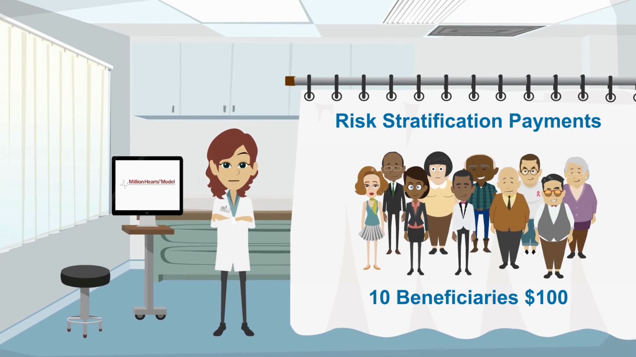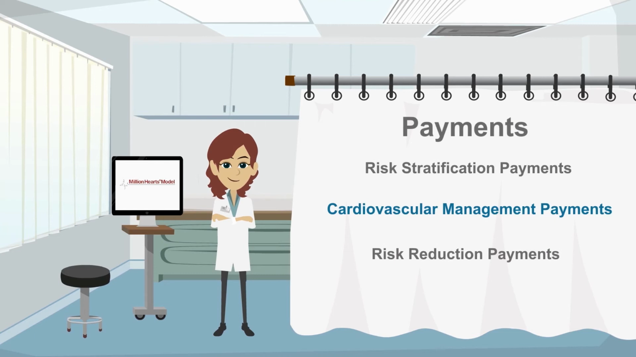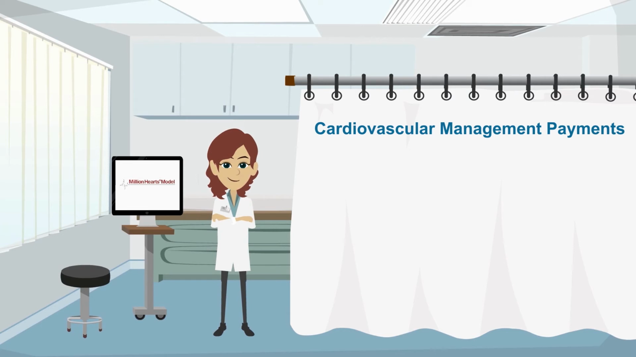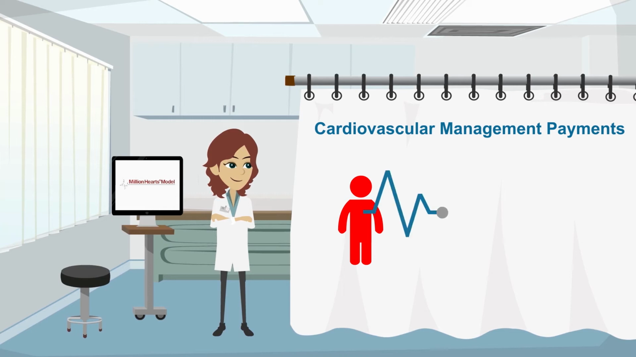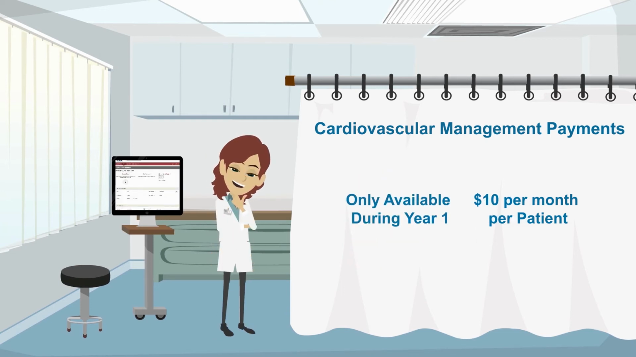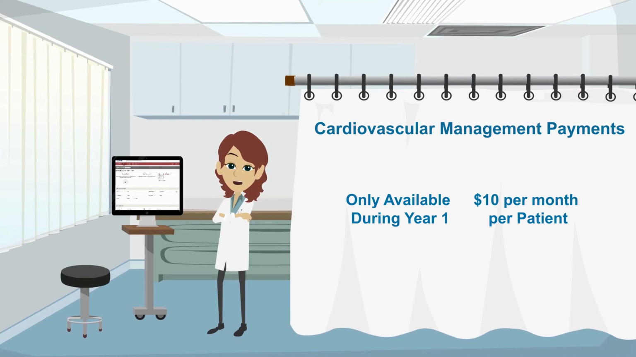Now, how does the cardiovascular management payment work? The cardiovascular management payment is available during the first year of the Million Hearts model. If you enroll, monitor, and report data for high-risk patients in the first model year, your organization will receive $10 per month for the remainder of the year for that patient, and all other patients already enrolled. Unlike risk stratification payments, cardiovascular management payments only apply to activities associated with your high-risk patients. Also, keep in mind that these payments only apply to the first year of the model. I see. So it is in our favor to enroll as many beneficiaries as we can, as early as we can.